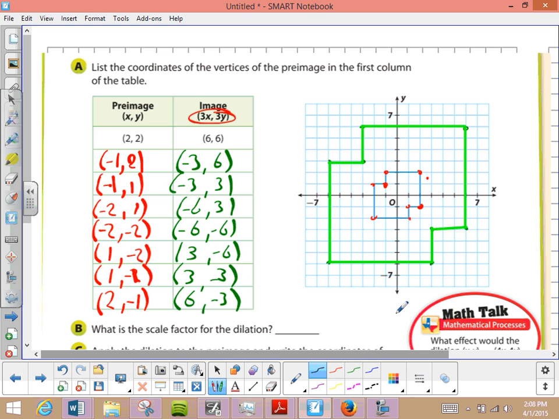Okay, so now that we understand that, we notice that we can multiply the coordinates by the scale factor and get the image, right? What is another way to get the image? Just by looking at them. What can you tell about the image and the pre-image? They're the same shape. What else? The one is bigger, right? Same angles. Yeah, they don't change.